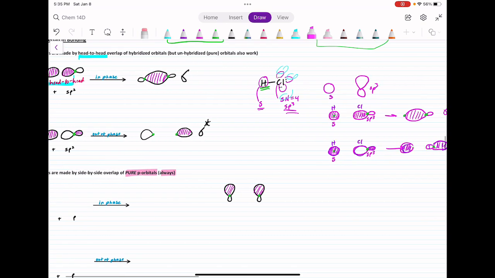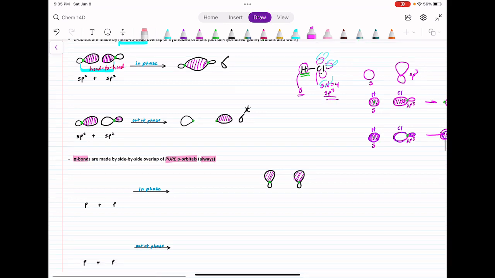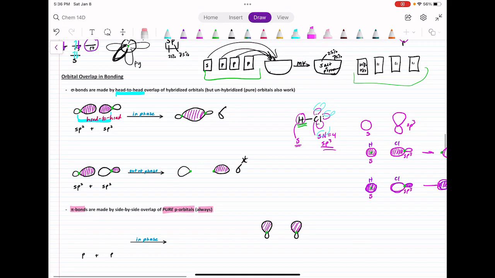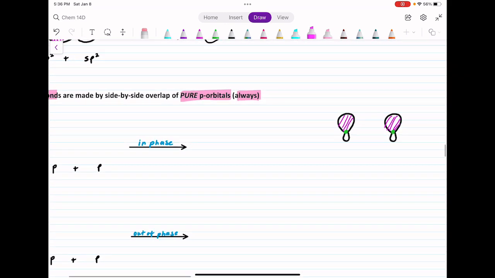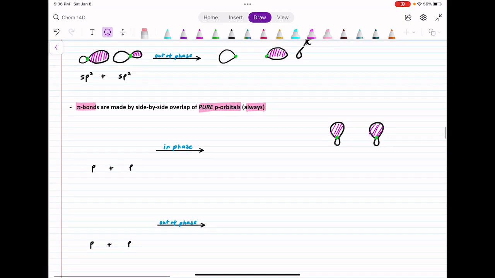Let's see here. I guess I'll keep going a little bit more just to show you at least what's going on with the p orbitals and why we need pure p orbitals for pi bonding. So again, sigma bonds can be made of pretty much any kind of orbitals, pure, hybrid, anything you want, because when you overlap them head to head, you can very easily get good overlap. And so it doesn't matter what the hybridization is.